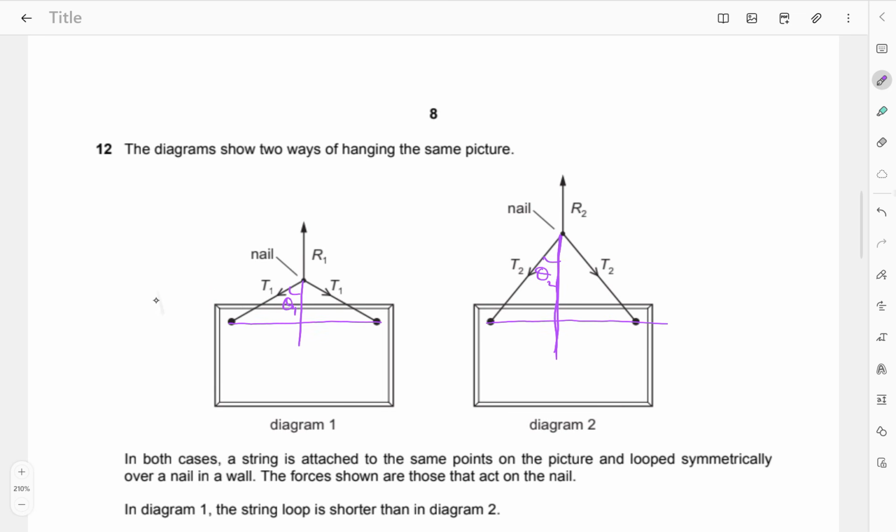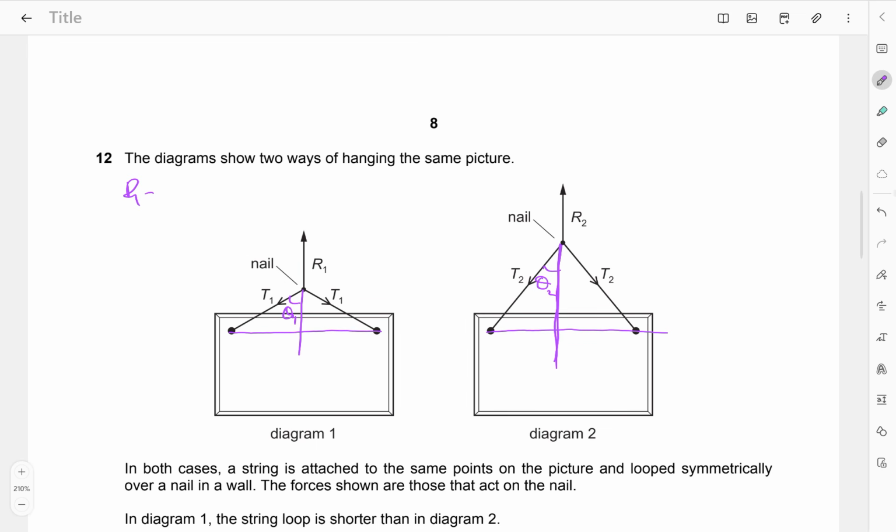If I check, R1 would be equal to T1 and T2. The T1s here are identical, and the angle between them is the same. So R1 is going to be twice T1 when I resolve vertically downwards, cos theta 1. Then R2, on the other side, is also twice T2 cos theta 2. But I want you to notice that theta 1 is greater than theta 2.